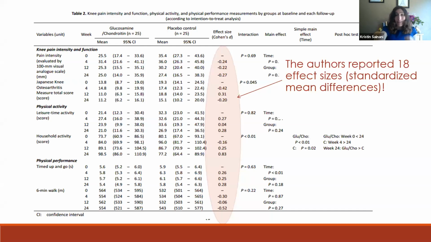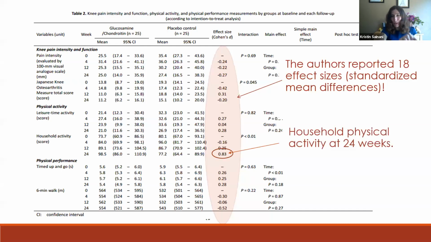If you look just at household physical activity at 24 weeks, it has a largish effect size of 0.8, and it's statistically significant. So if you look only at that one effect size, it looks interesting. But of course, you have to interpret that one effect size in the context of all the other effect sizes. If you scan your eye down this list, you notice that a lot of the effect sizes are negative. That would mean the placebo actually did better than the treatment.